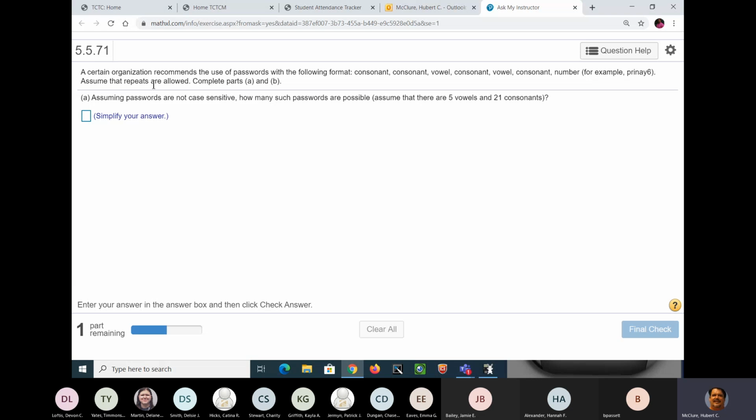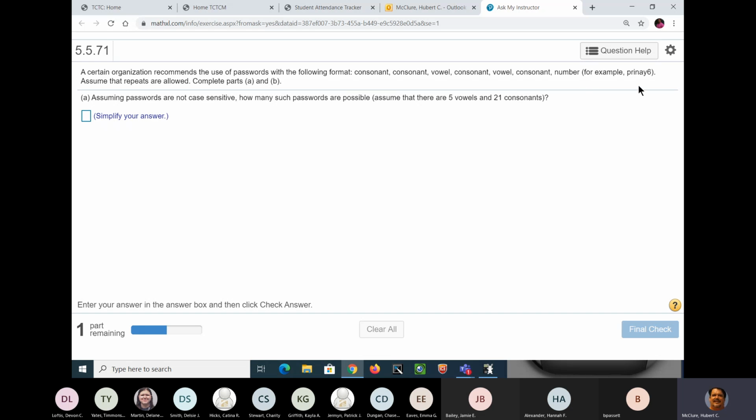A certain organization recommends the use of passwords with the following format. Consonant, consonant, vowel, consonant, vowel, consonant, number. I meant consonant, I'm sorry. And assume that repeats are allowed, complete parts A through B.